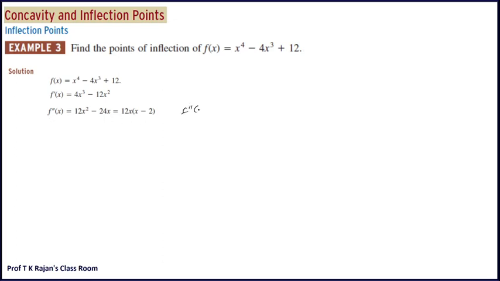Now get the point x where f double dash x is equal to 0. So f double dash x is equal to 0 implies 12x into x minus 2 equal to 0, which implies we are getting x is equal to 0 and x is equal to 2. So x equal to 0, x equal to 2 are the 2 points likely to be the points of inflection.